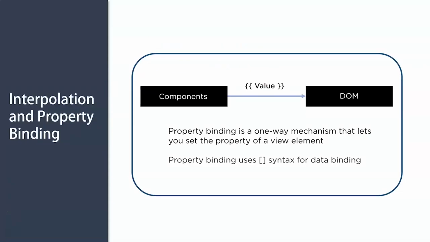Now moving on to property binding. Property binding is a one-way mechanism that lets you set the property of a view element. It involves updating the value of a property in the component and binding it to an element in the view template. Property binding uses the square braces syntax for data binding. So now let's have a look at a simple demo.